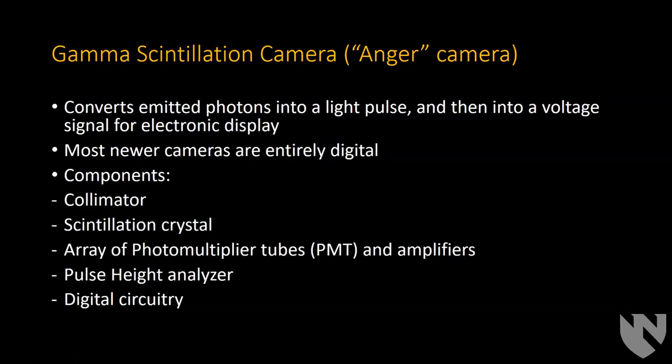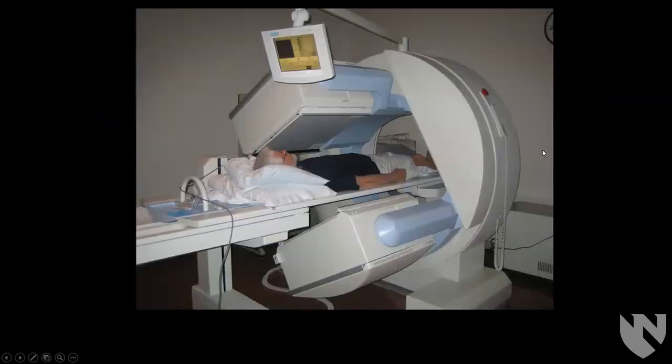All cameras will have a collimator, which we'll talk about in more detail on the following slides, but basically that helps eliminate scatter. They also have a scintillation crystal, which converts the photons from the radioisotope into light. Then you have either an array of photomultiplier tubes and amplifiers or a digital detector. Then you have a pulse height analyzer and digital circuitry. We'll go through each of those components.